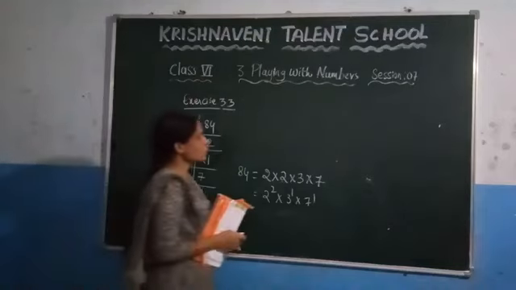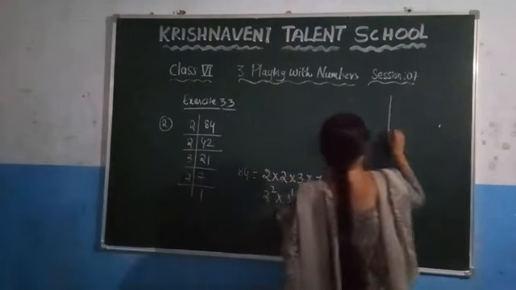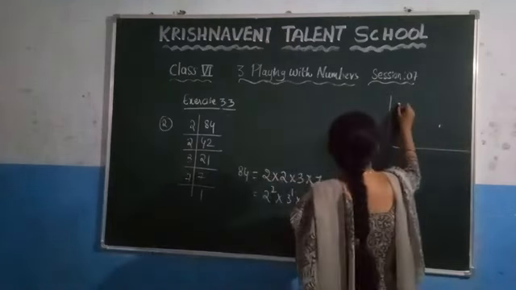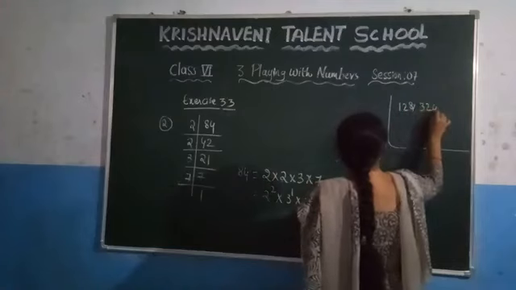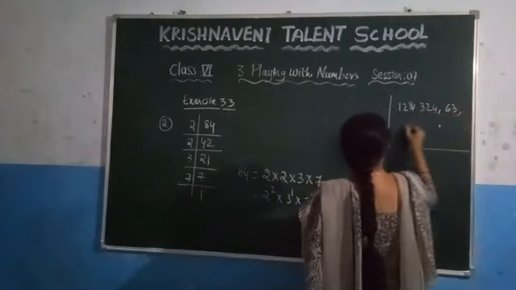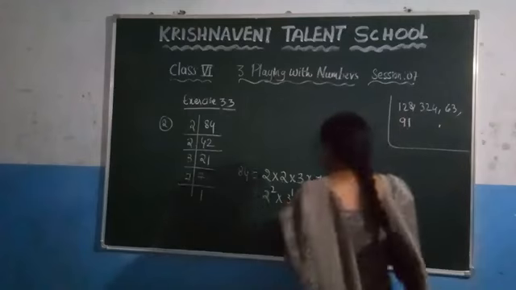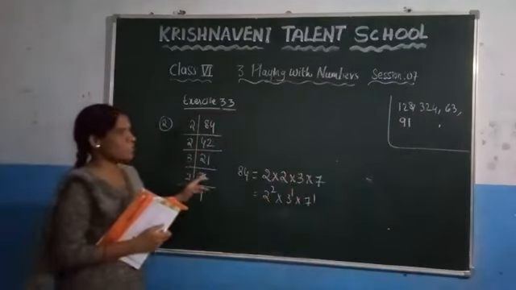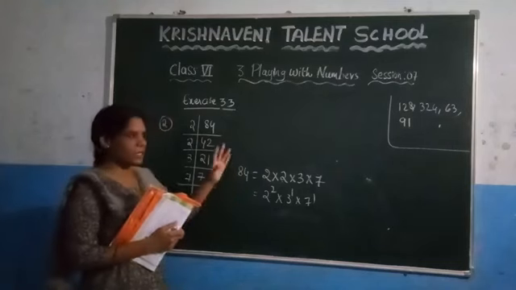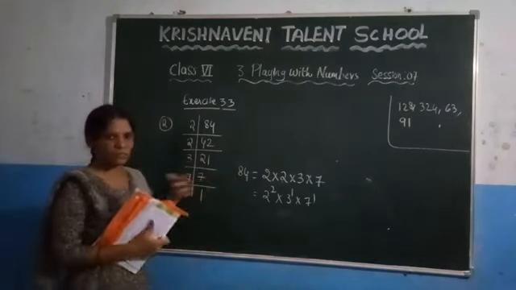Here you can do the homework in the same thing. Take some numbers, consider 128, 324, 63 and 91. Do the same procedure by doing the division method and the factor tree method. Take those numbers and do it the same way.